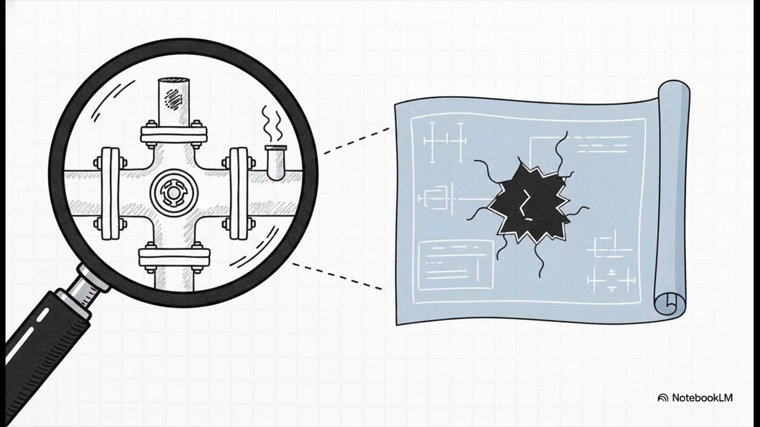Why so strict? Well, missing just one of these means you've drawn a zone map with a giant, invisible, and frankly dangerous hole in it. You simply can't protect against a hazard if you haven't identified it on your P&IDs first.